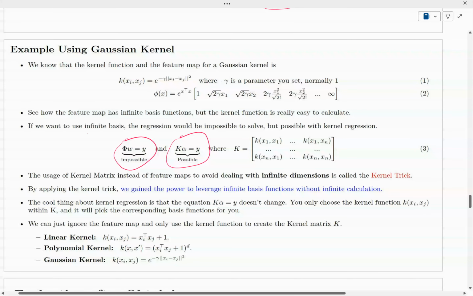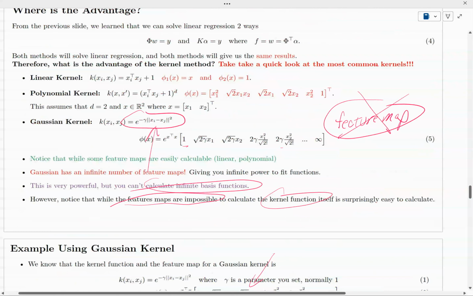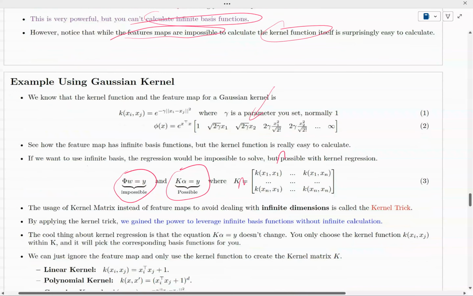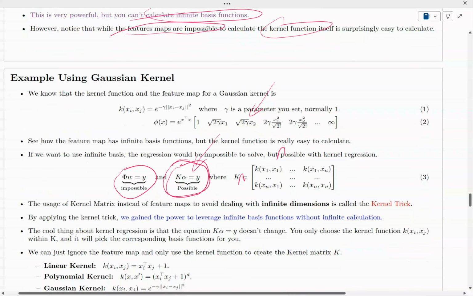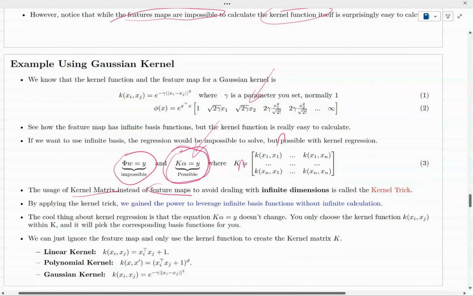What we have done is we have obtained infinite power at the cost of an n by n matrix. That is why using kernels is useful. Obviously, if you just use a linear feature map over here, you're not going to gain anything because you can just calculate a linear feature map outright. But if you want to gain infinite power, then you would need to rewrite the same equation in this formulation. Okay? So the use of kernel matrix instead of feature map is to avoid dealing with infinite dimension.